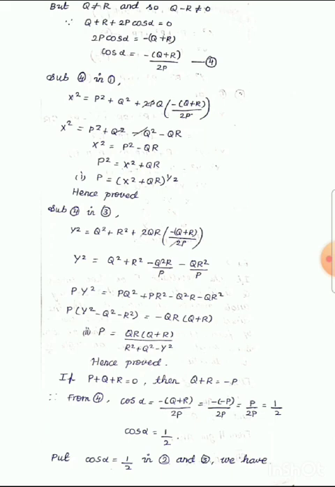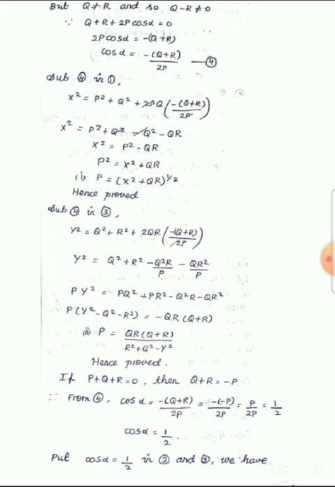So we are taking LCM for the right side. We'll get the right side converted into pq squared plus pr squared minus qr squared minus q squared r, whole divided by p. So we'll take p to the left side. So we'll get p into y squared is equal to pq squared plus pr squared minus q squared r minus qr squared. So we are taking p as common, so we'll get p of y squared minus q squared minus r squared is equal to minus qr into q plus r.